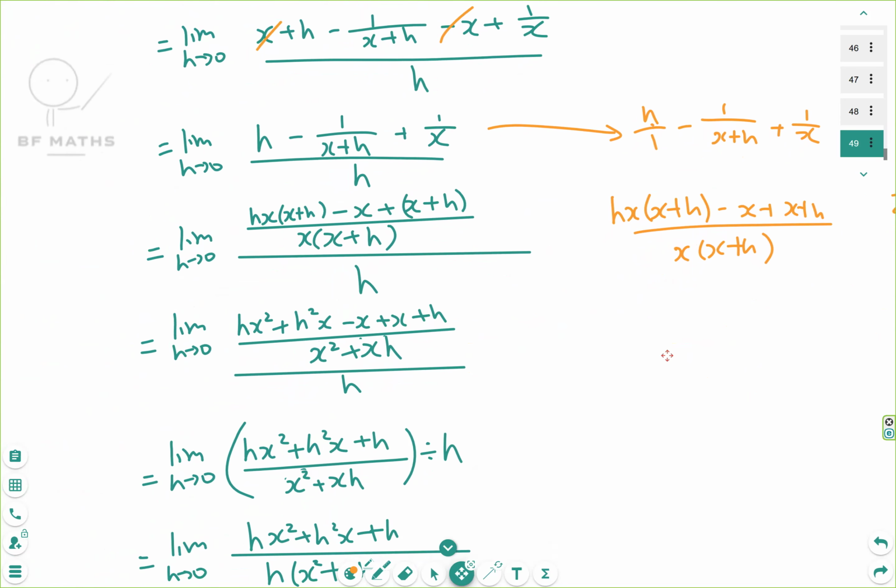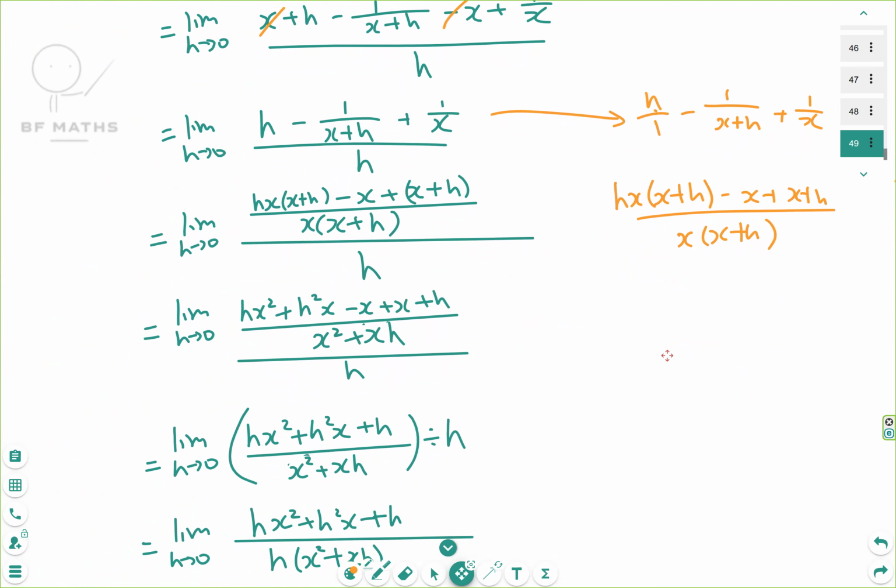What I did next is the denominator x and x plus h, all over h. So I expand the bracket: x times x is x squared, x times h is xh, all over h. In the numerator, do the same thing, expand the bracket: h times x is hx, hx squared, h times h squared x minus x plus h. Next, I also cancel out the minus x and the x.